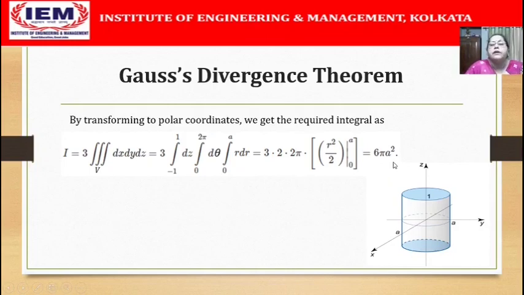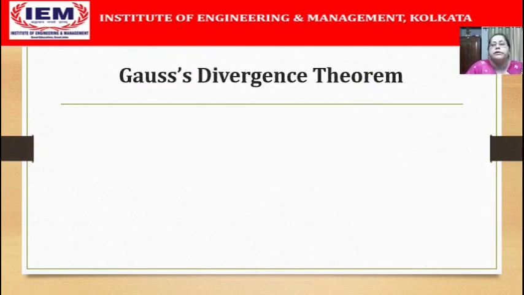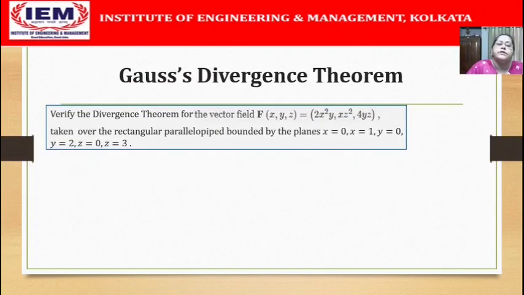Let us now take one more example, but now we would like to verify the divergence theorem. So the question here is, verify the divergence theorem for the vector field f of xyz given by the components 2x square y, xz square, 4yz taken over the rectangular parallelepiped bounded by the planes x equal to 0, x equal to 1, y equal to 0, y equal to 2, z equal to 0, z equal to 3.